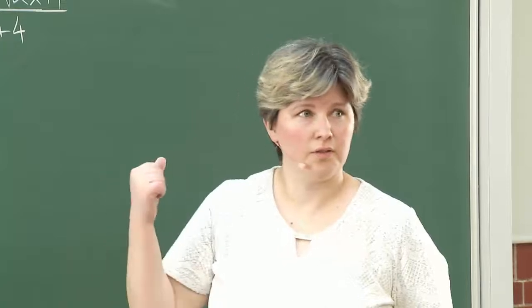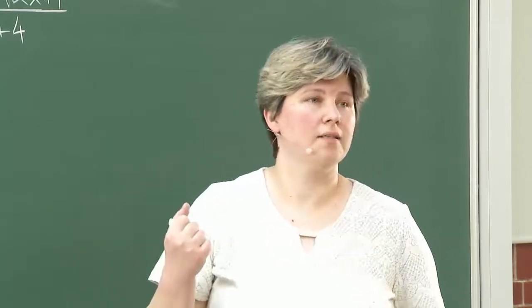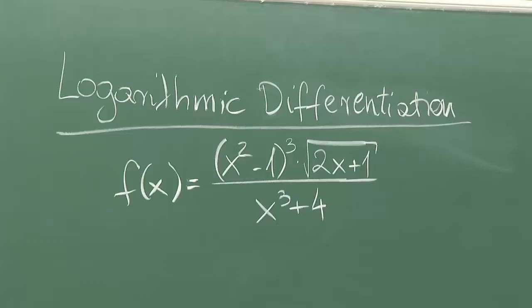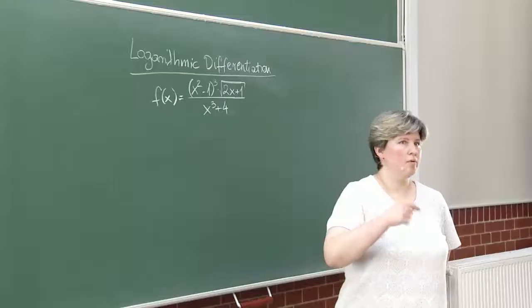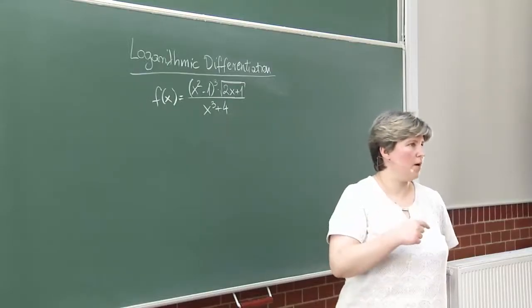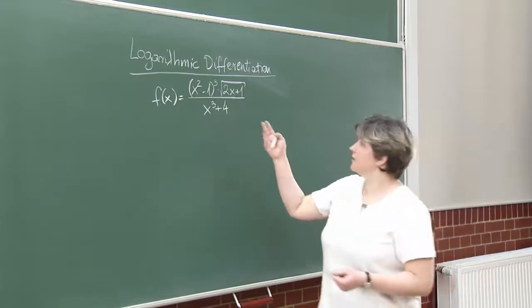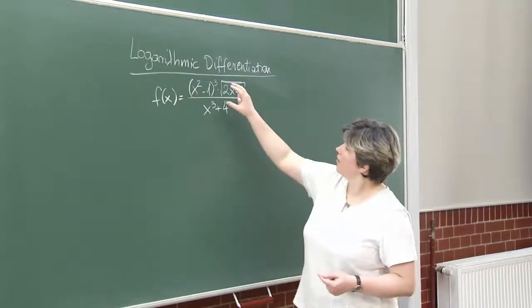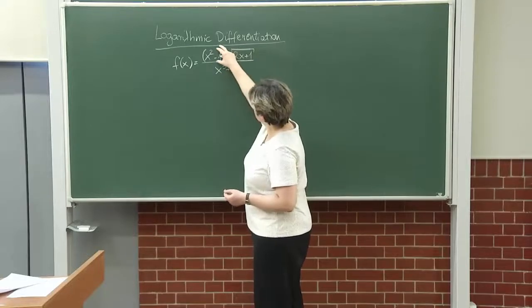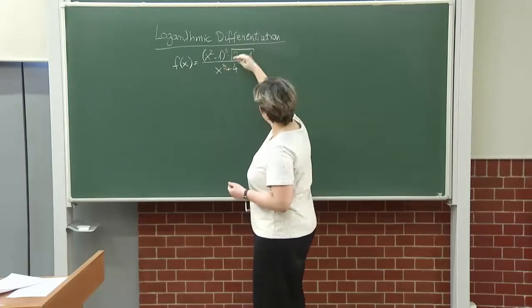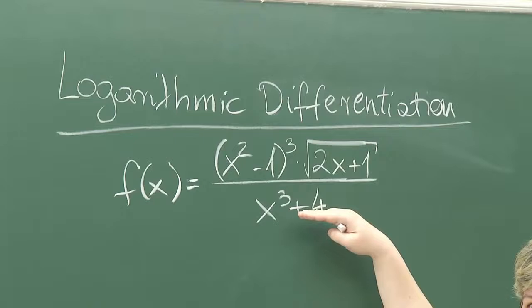Today what I want to show you is logarithmic differentiation, which is a method of differentiating complicated functions that consist of products, quotients, and power functions all combined together. So let's look at this example here. You have a product of two functions. One of them is a power function, one of them is a square root, and then you have a quotient on top of all of that.